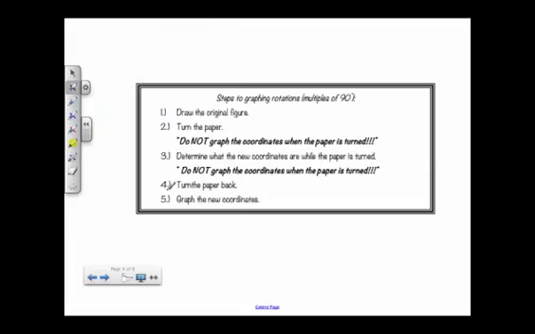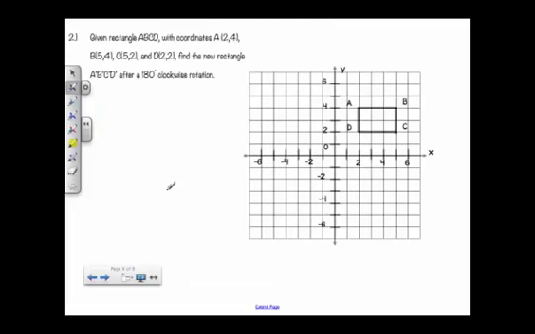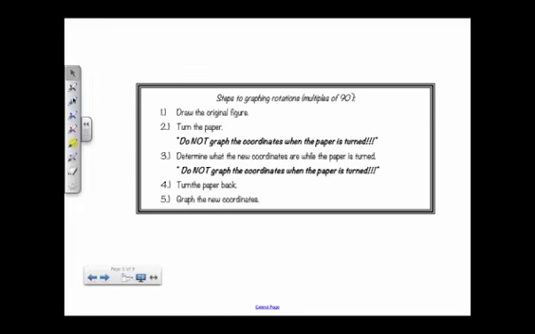So if you can take a look at question number 2. Number 2 is the exact same question. Graph rectangle ABCD with the coordinates that we graphed out. Find the new rectangle after 180 degree clockwise rotation. So this time it's the same thing, except I'm not going to rotate it 90 degrees, I'm going to rotate it 180 degrees. Step 1, draw the original figure. Check, it's already drawn for you.